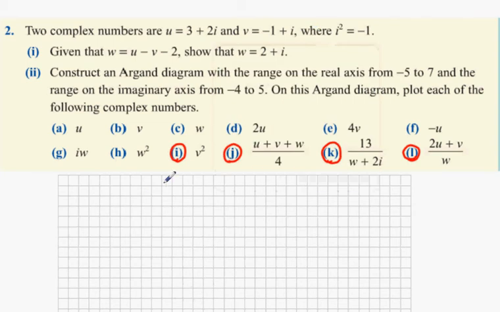Okay. Starting off, I is phi squared. Now I have to do one thing before I begin. I also have to figure out what W is. So I actually have to do part one to do the parts down here.